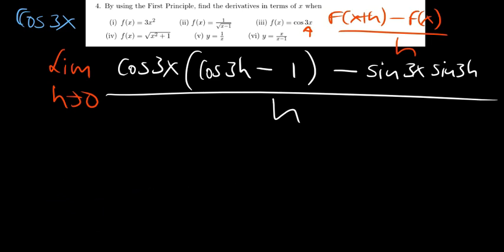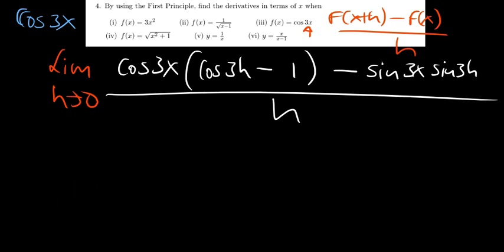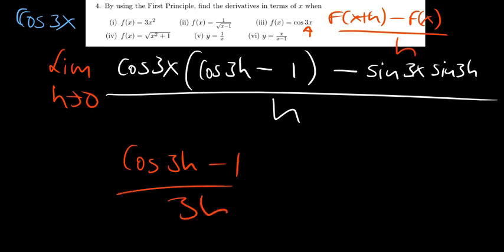Now, some of the things that you have to know under the trig limits. You know that if you're going to have something like sine 3x or sine 3h, which we have in this case over 3h, and then apply the limit as h approaches 0, this is equal to a 1. And then for the cosine part, you're going to have cosine 3h minus 1 over 3h, and then the limit as h approaches 0, this is going to be equal to a 0. You know that, right?